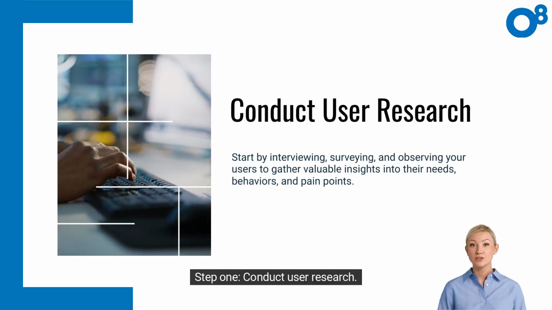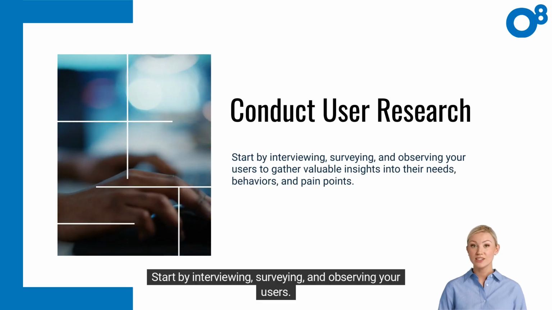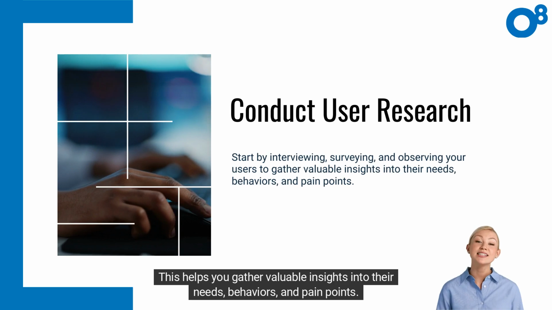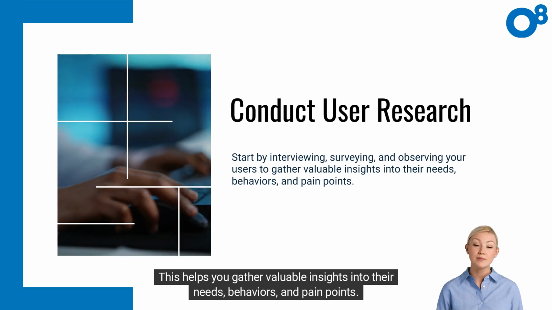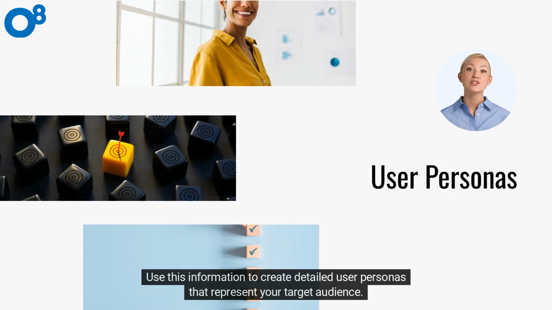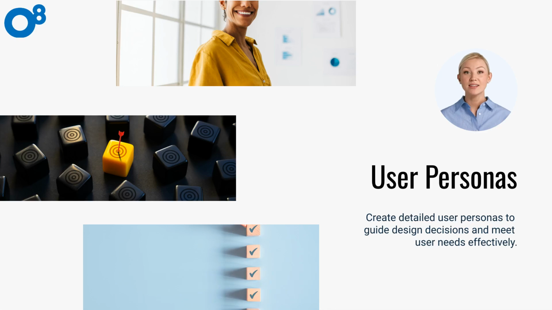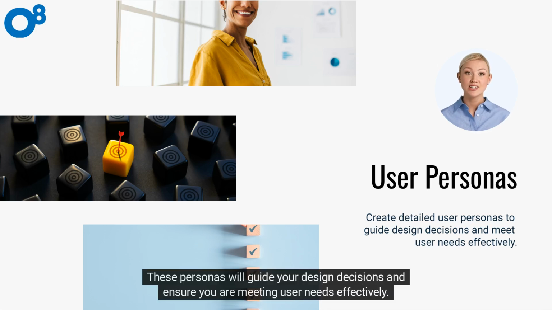Step 1, conduct user research. Start by interviewing, surveying, and observing your users. This helps you gather valuable insights into their needs, behaviors, and pain points. Use this information to create detailed user personas that represent your target audience. These personas will guide your design decisions and ensure you are meeting user needs effectively.